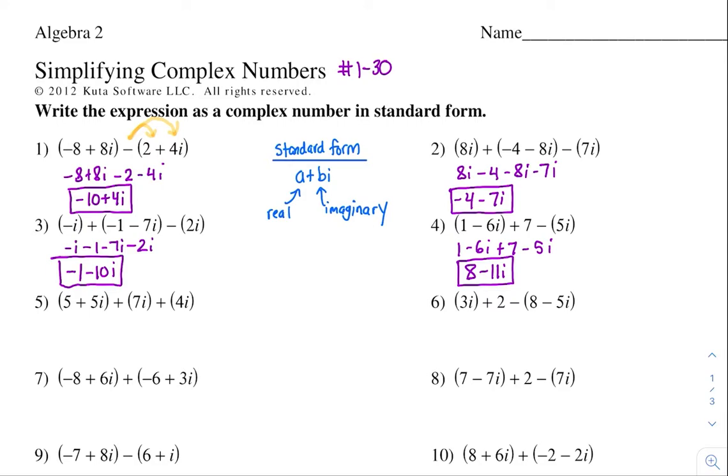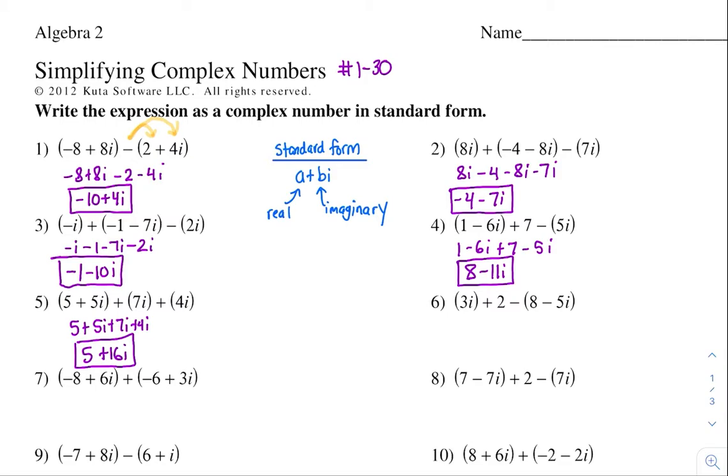Okay, number 5. We got 5 plus 5i plus 7i plus 4i. So, real numbers in the front, which is only 5, so we just have 5. Now, combine like terms with the imaginary. 5i plus 7i plus 4i is 16i. And there's standard form.